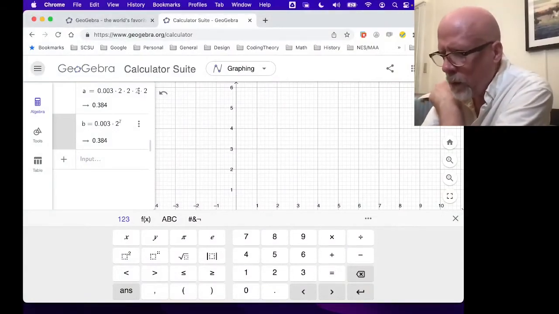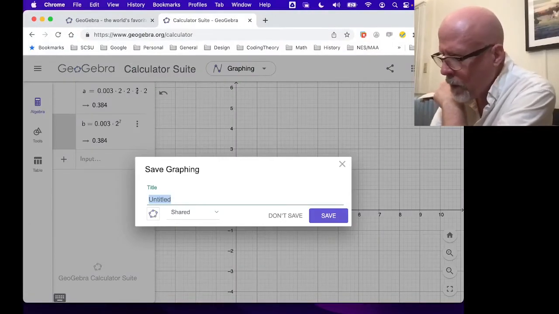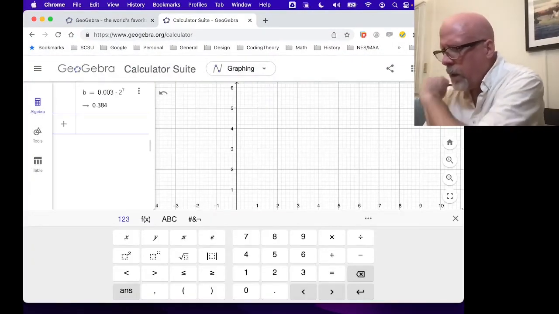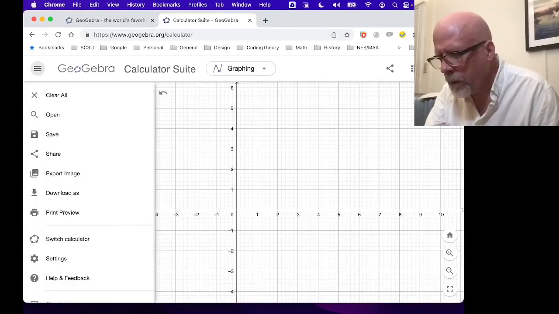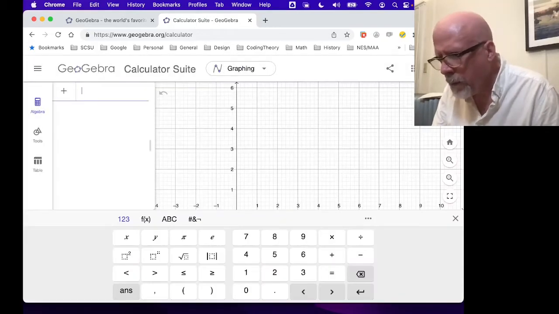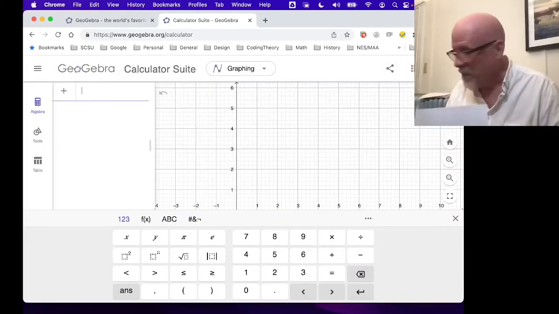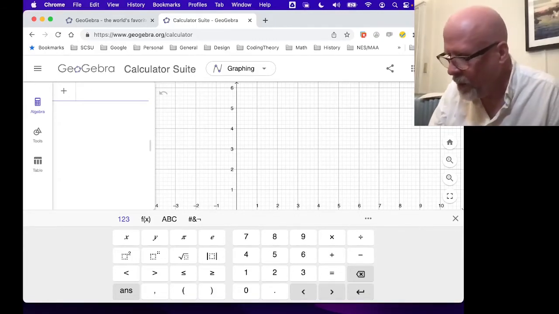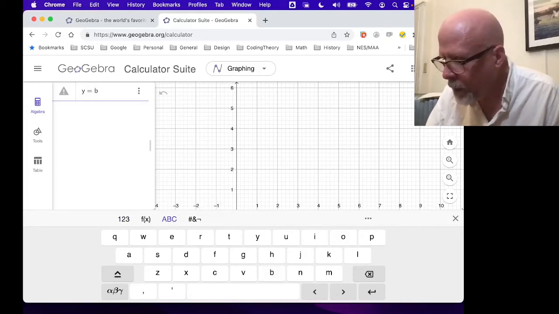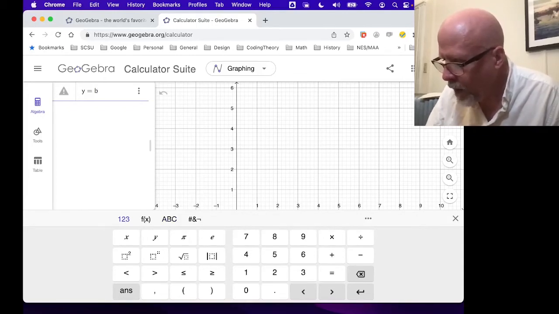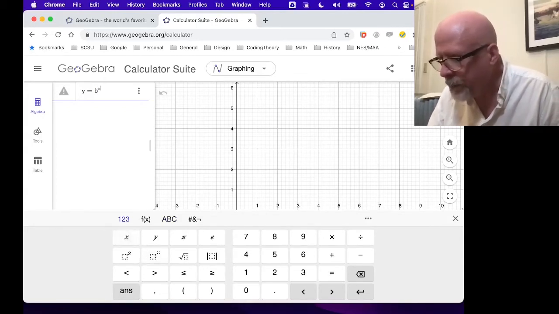We should just clear out this other stuff. Okay, that's pretty odd. I cleared everything and then kept one of the things. So what I want to do for you is put in an exponential function. y equals, you get a variable for the base, b, and we'll have that variable raised to the x power.